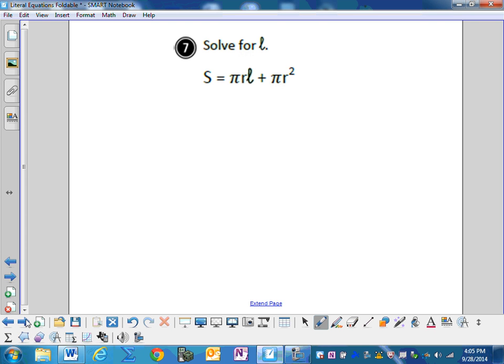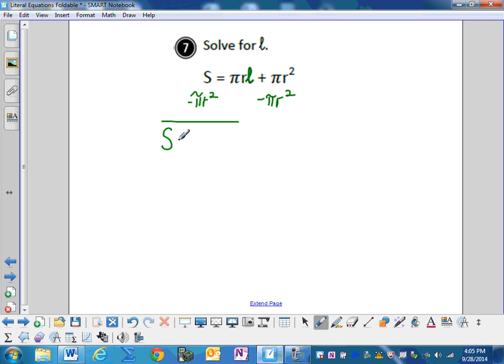Number 7, solve for L. S equals pi rL plus pi r squared. Go ahead and solve for L. So here's our friend L. So the first thing I've got to do is move this guy. So minus pi r squared, minus pi r squared.